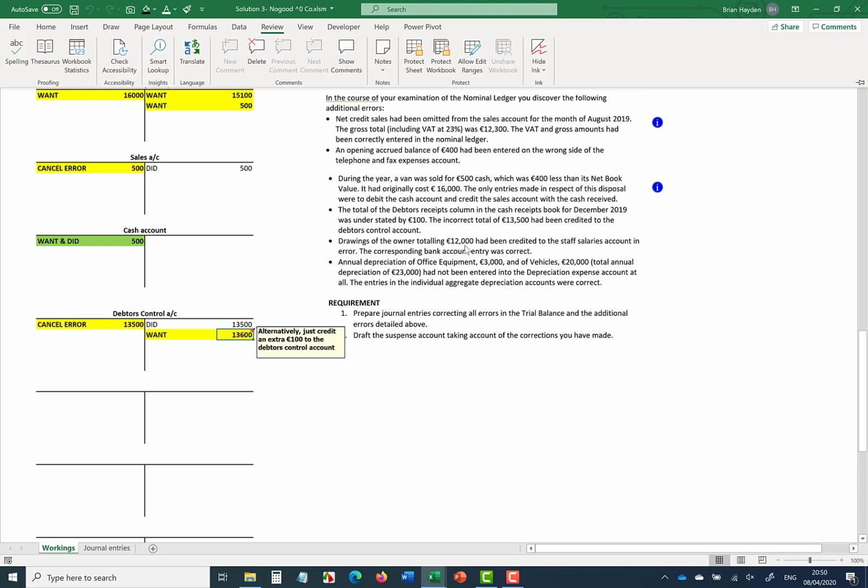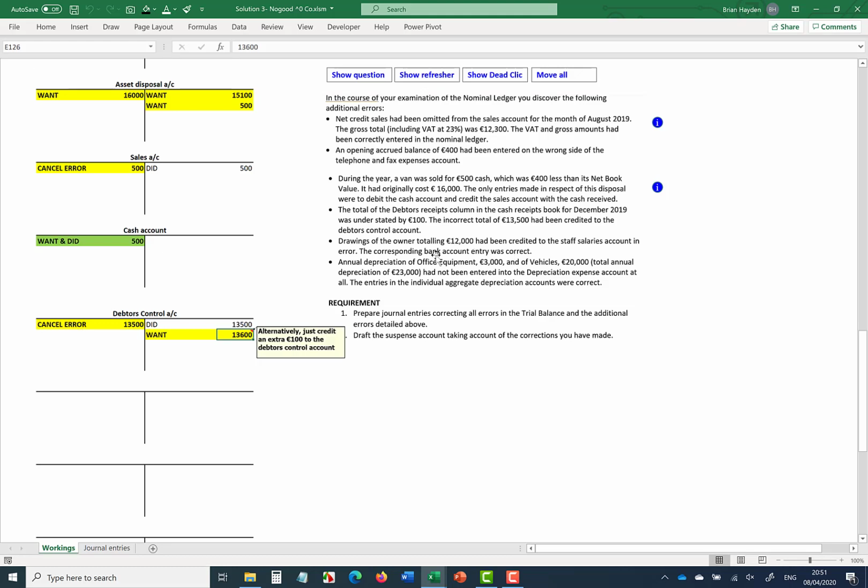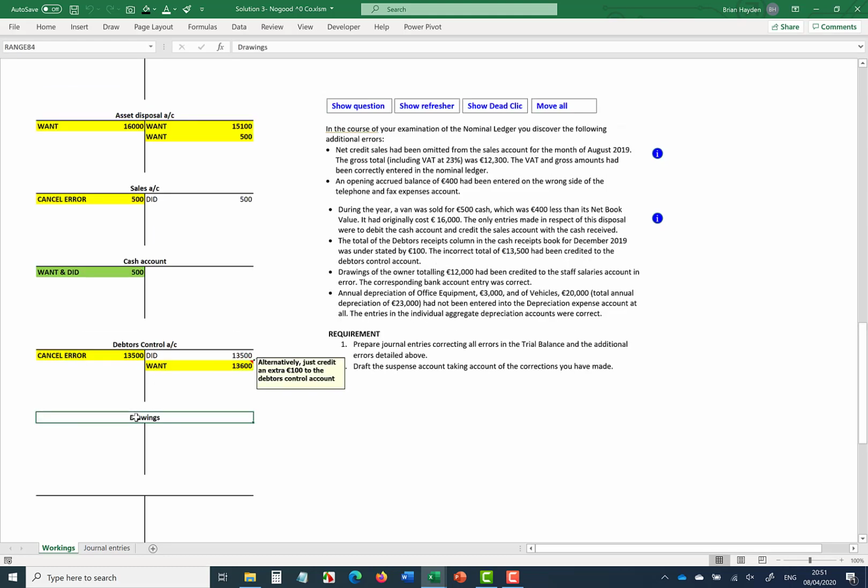Drawings of the owner totaling 12,000 had been credited to the staff salaries account in error. The corresponding bank account entry was correct. Okay, now again, so the owner took money out from the bank. Okay, that would be credit the bank account, and debit drawings is what should happen. So what we should have is we should have used debit on the drawings, €12,000.